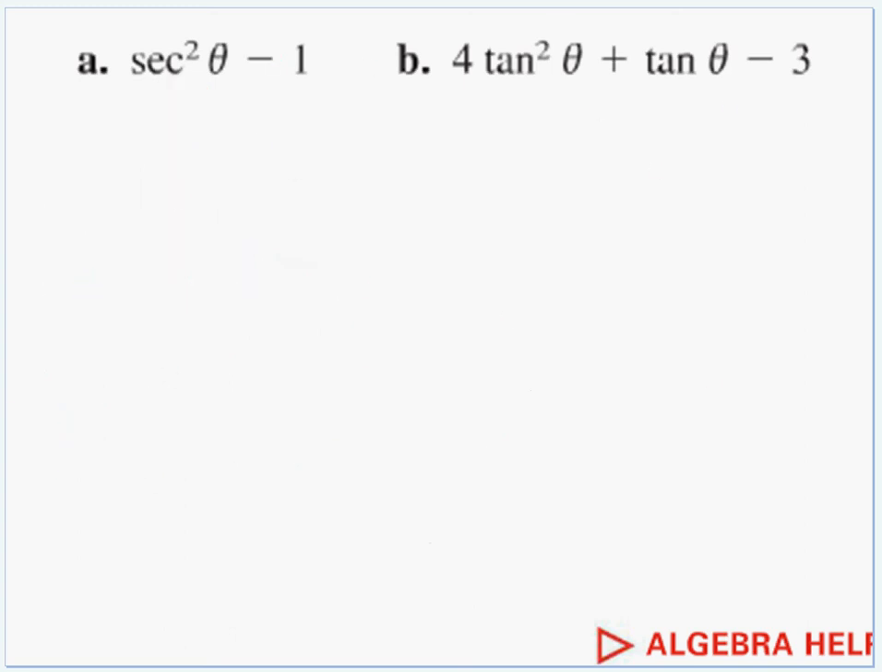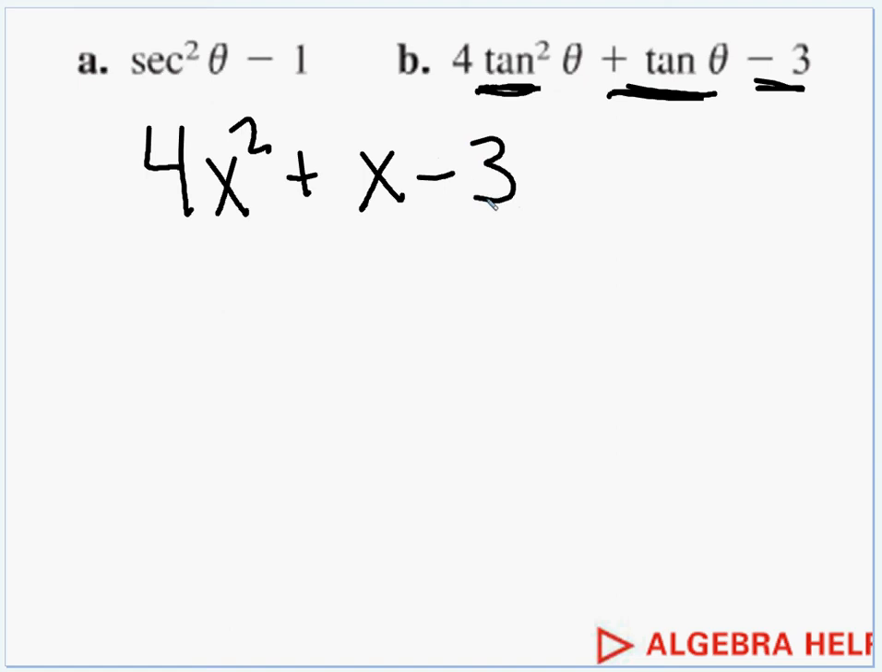Okay, now this one, 4 tan squared plus 1 tan minus 3. The tans are different. They might be throwing you. But what if I asked you to factor 4x squared plus 1x minus 3? Well, we've factored this before in the algebraic sections. I know a lot of people lean toward the ACB method. I'm an old timer, so I would, old school, do a little trial and error.